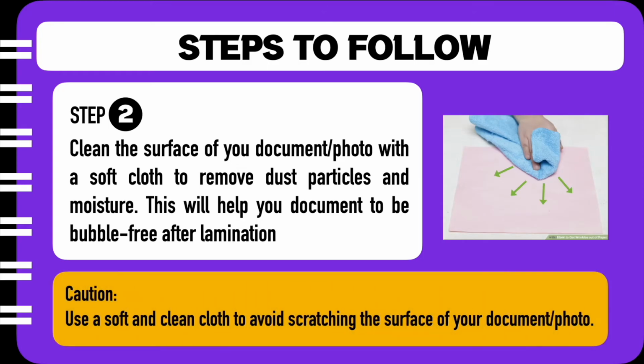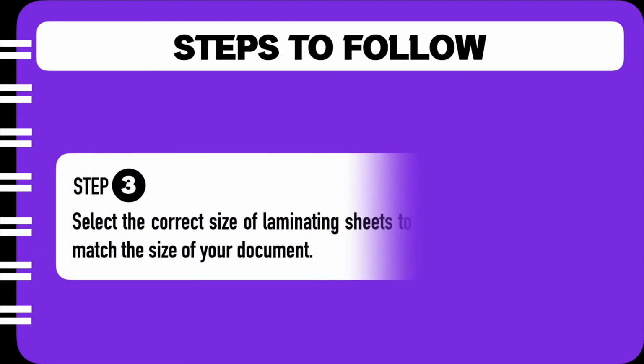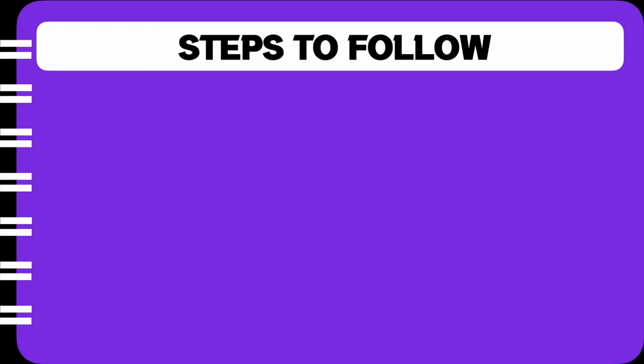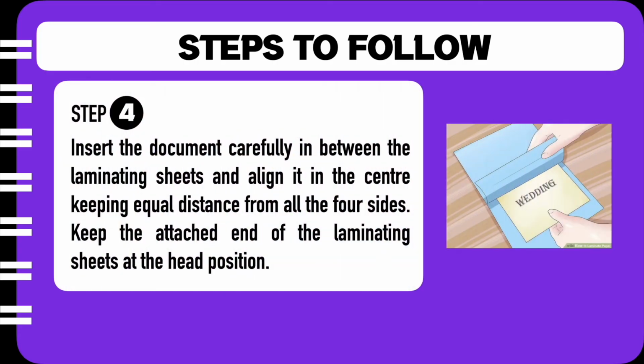And here we have a yellow-coded caution which says, use a soft and clean cloth to avoid scratching the surface of your document or photo. In step 3, it says, select the correct size of laminating sheets to match the size of your document. Then we have step 4, which says, insert the document carefully in between the laminating sheets and align it in the center, keeping equal distance from all 4 sides.